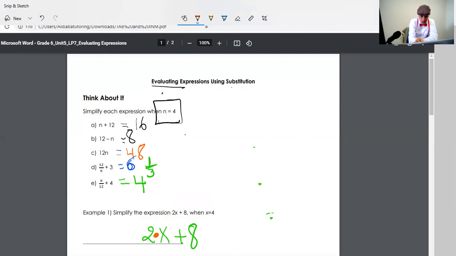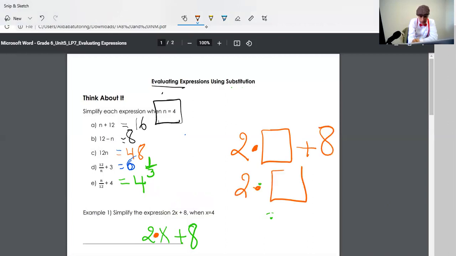So it's 2 times, and this box is where the x goes, plus 8. So it's 2 times, what goes in the box is what they tell us. Put 4 there, plus 8. And then we do 2 times 4 is 8, and plus this 8 on the right. And 8 plus 8 is 16. So this is going to give us 16.